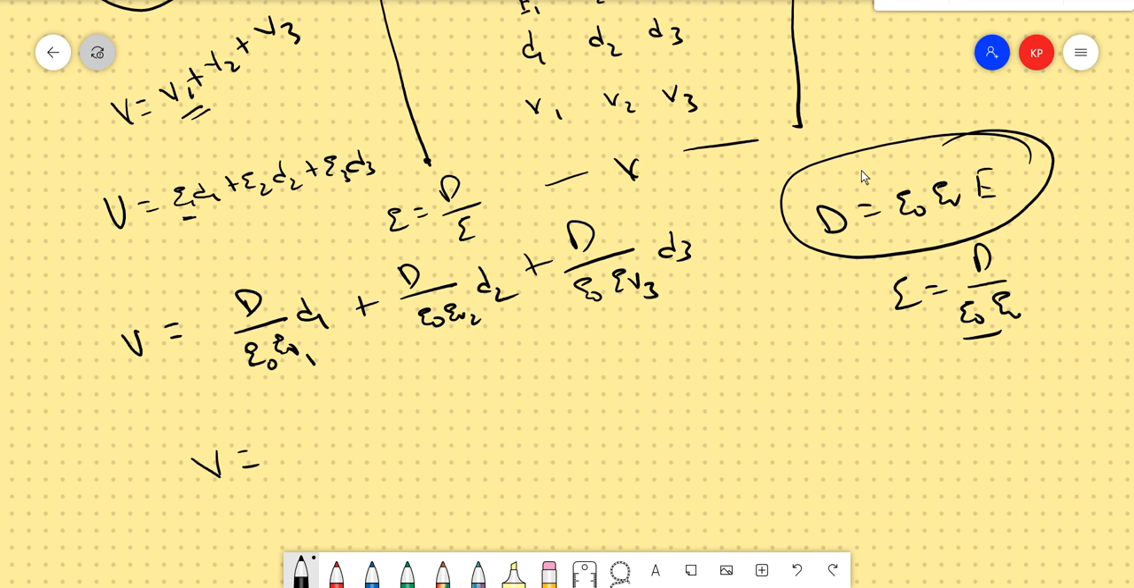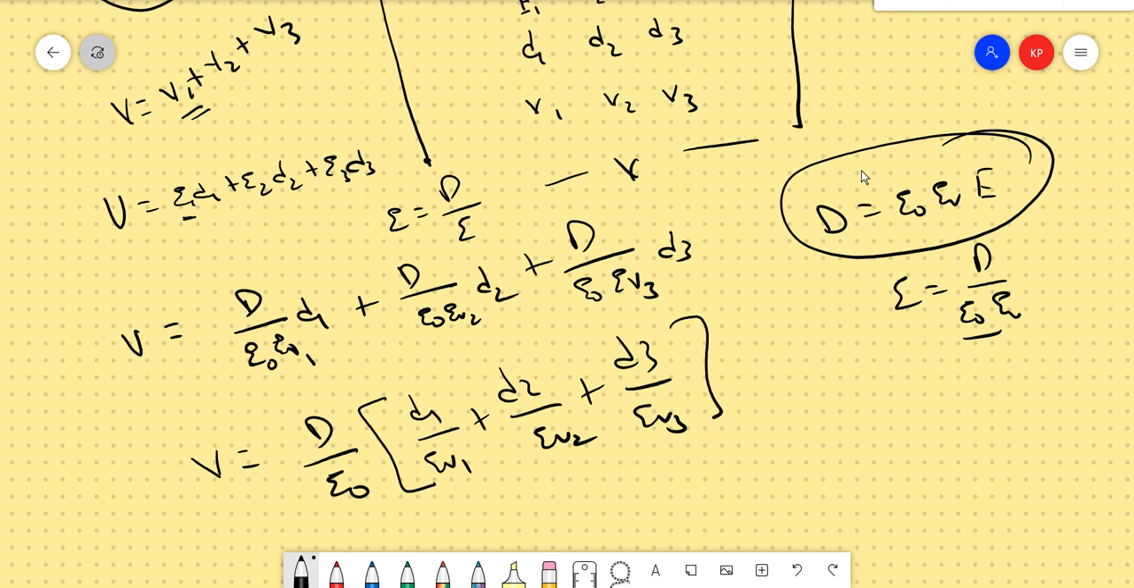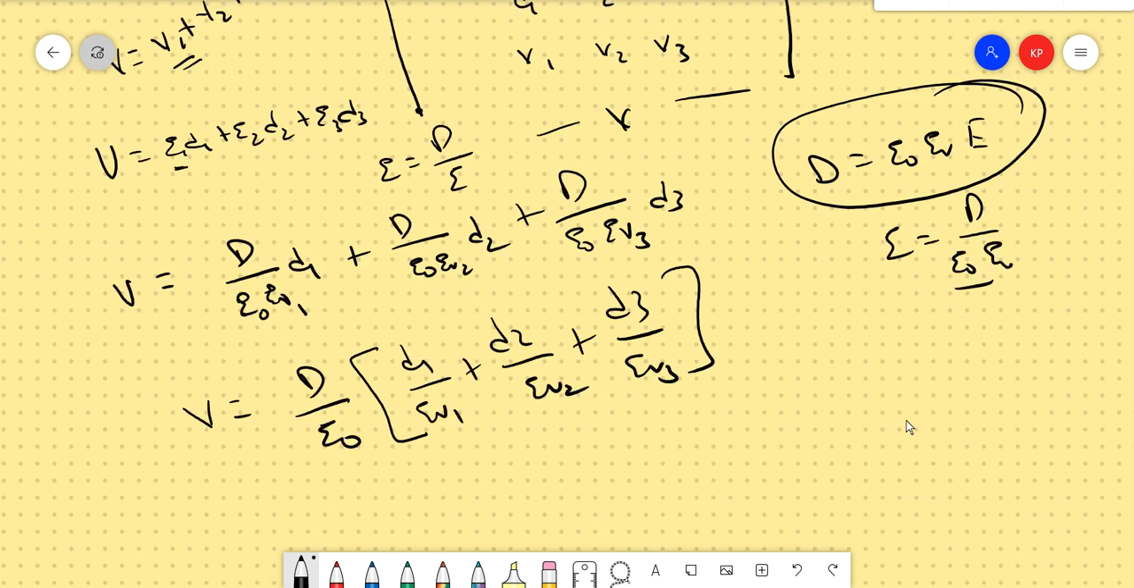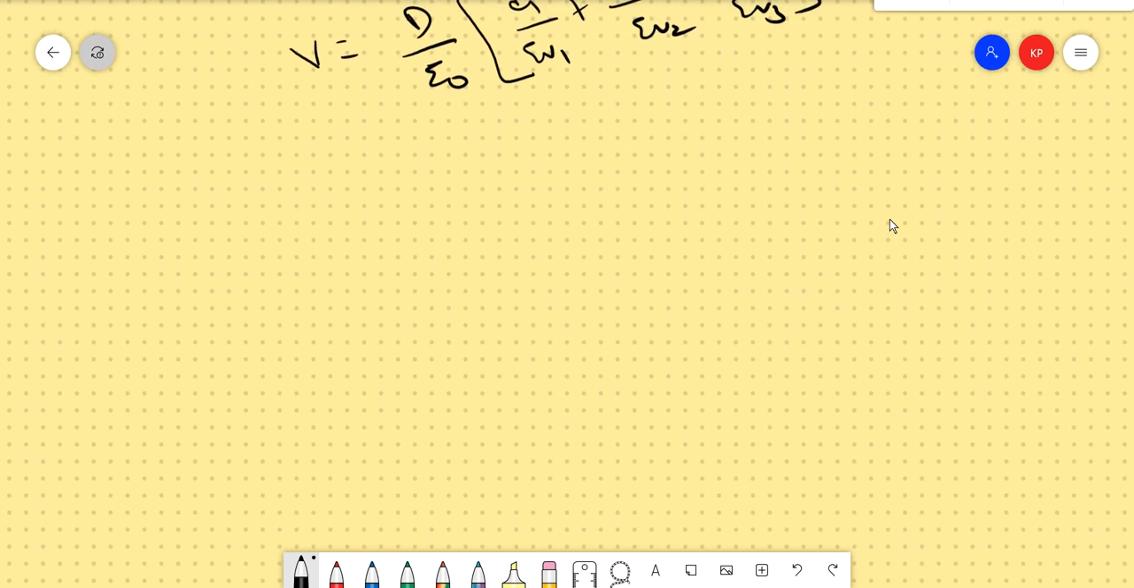Flux density in series will be the same. So therefore D by epsilon naught is constant. So remaining terms is D1 by epsilon R1 plus D2 by epsilon R2 plus D3 by epsilon R3. Right? Now I am having a formula. According to that formula, D is equal to Q by A.